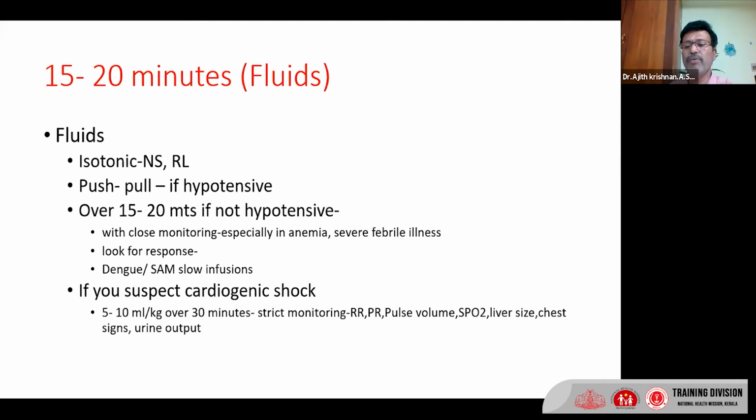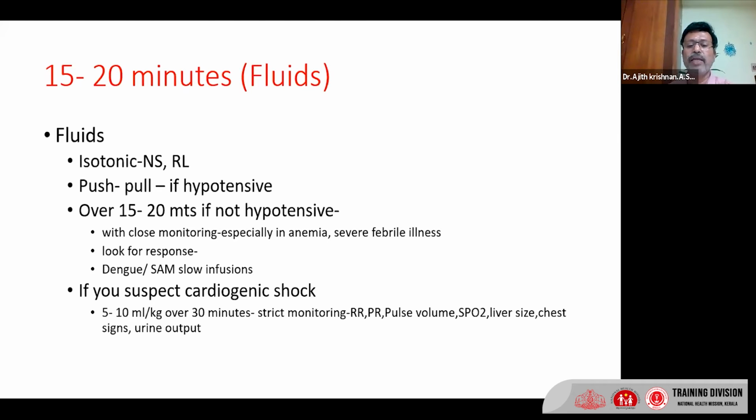But always, when you give fluid, you should give with close monitoring, especially in a child with anemia. If the child is having anemia, severe febrile illness, definitely you have to give it with close monitoring. What all things will you look for? You should look for the respiratory rate, the pulse rate and pulse volume. Usually in a shock, the respiratory rate will be increased, the pulse rate will be increased, pulse volume will be low, and SpO2 will be less. Also look at the urine output. All these things you have to look at.